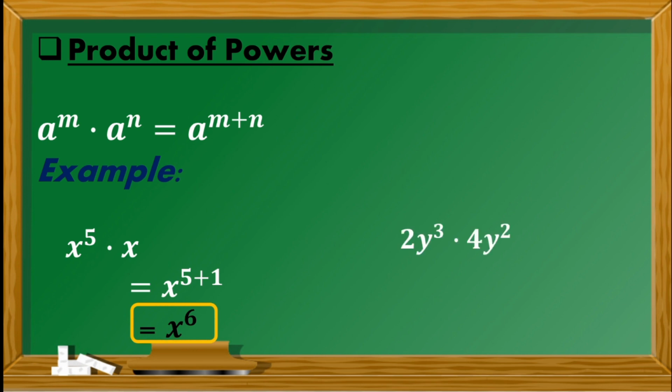Another example, 2y raised to 3 times 4y raised to 2. So first, i-multiply muna natin yung dalawang numbers, si 2 and 4. 2 times 4 is 8. And then y raised to 3 plus 2. Add natin yung exponent ng dalawang y. Kaya ang magiging sagot ay 8y raised to 5. 3 plus 2 is equal to 5. That is the final answer.